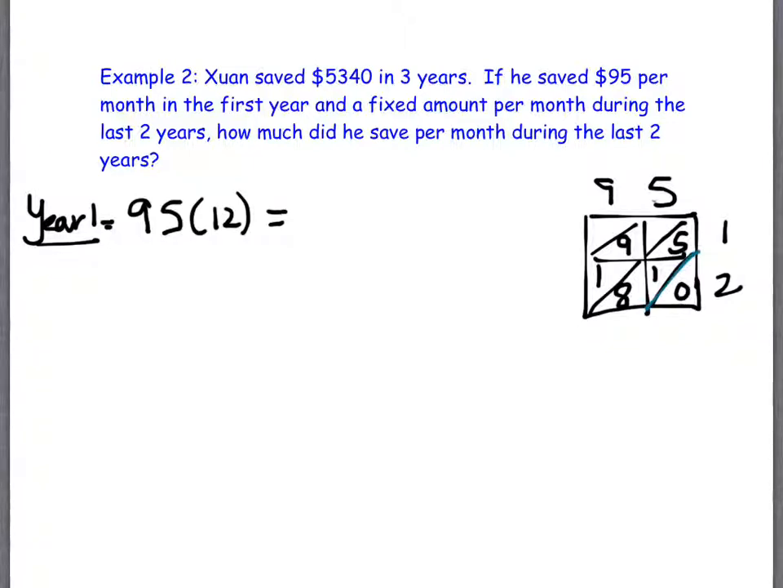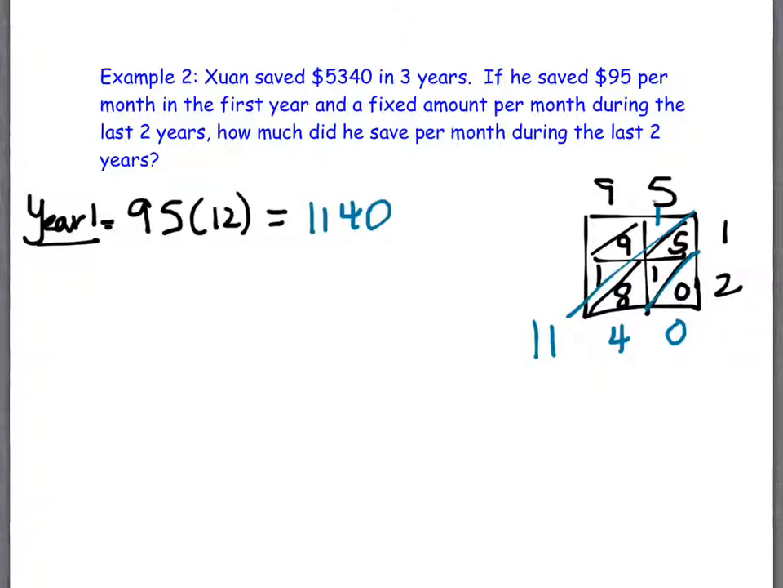And then we add along the diagonal. So this is 0. What's 8, 1, and 5? 14, so we'll carry our 1. What's 1, 9, and 1? 11. So the number is 1140, right? So he made 1140 the first year.